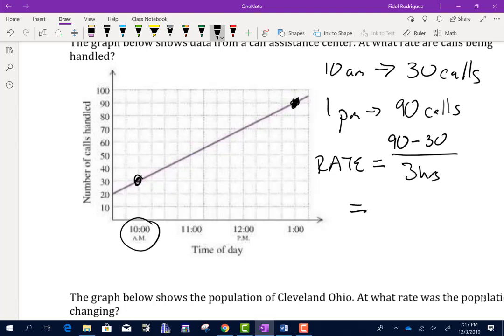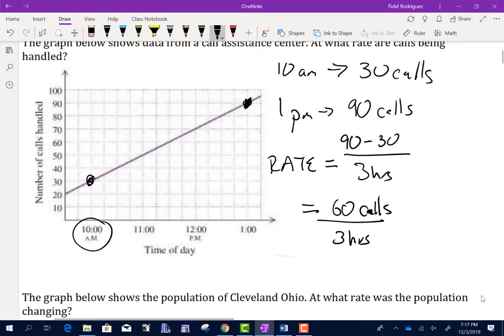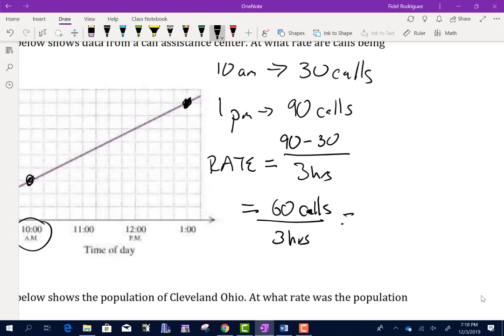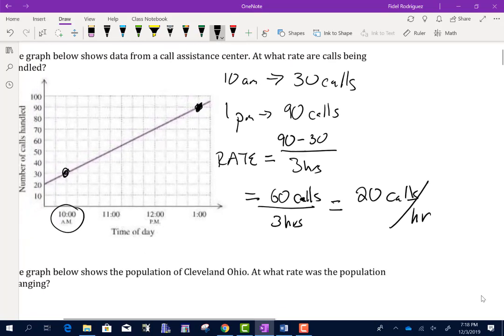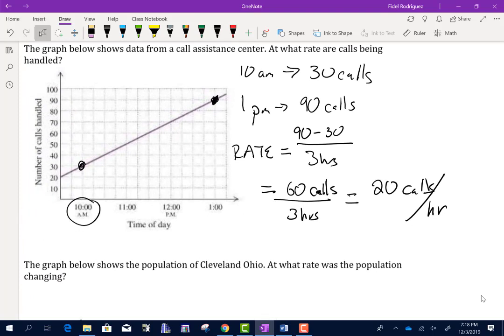So 90 minus 30 was 60. That means they had 60 calls in 3 hours. So what rate would that be? Every hour they're processing how many calls? There you go, 20 calls per hour. Does that make sense? Pretty straightforward?